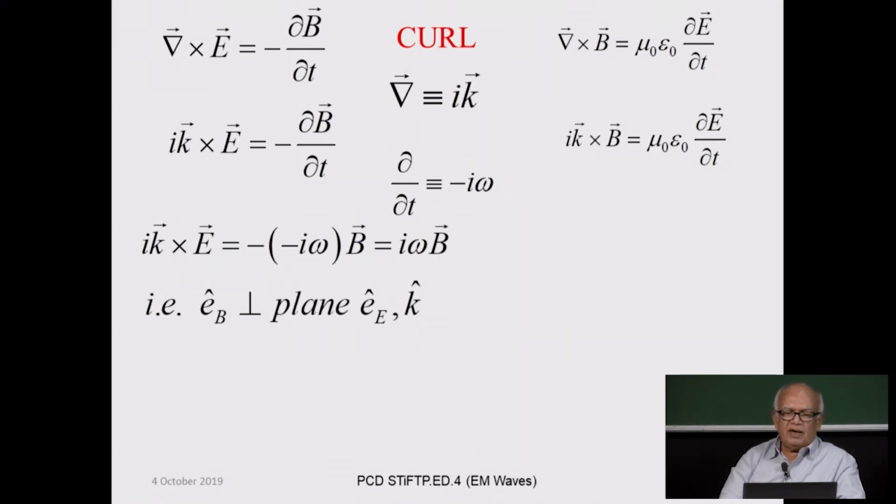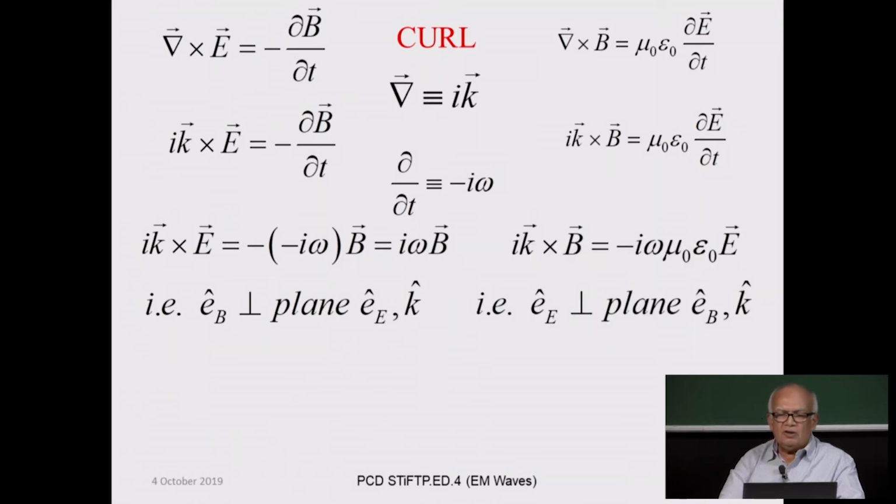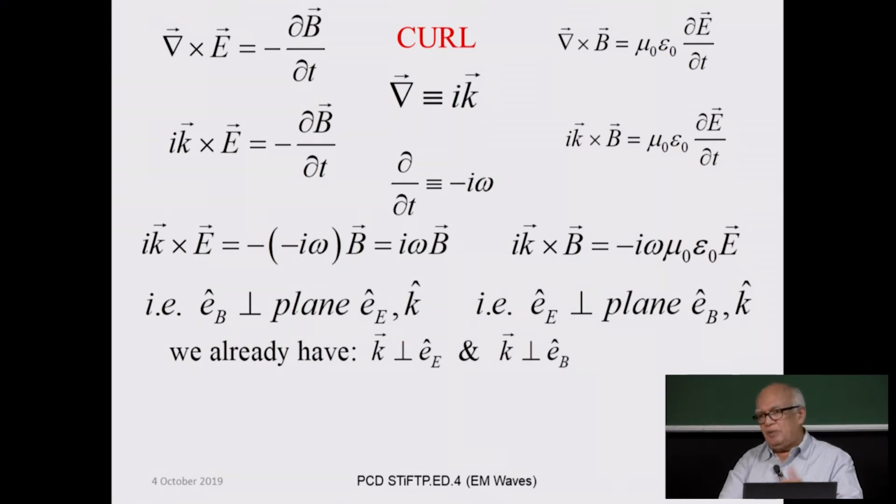That the magnetic field is orthogonal to the plane of K and E, because the cross product of K and E is in the direction of the magnetic field, and the cross product of K and B is in the direction of the electric field. So, E is orthogonal to the plane containing K and B, B is perpendicular to the plane containing K and E, and you have already discovered in the previous slide that K itself was orthogonal to the two directions of the electric and the magnetic fields.